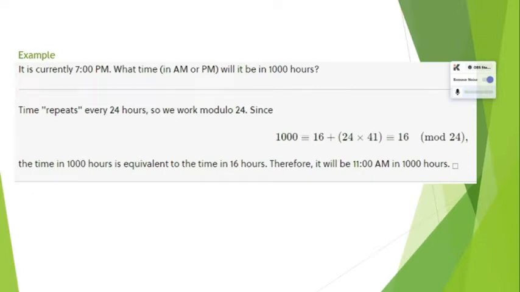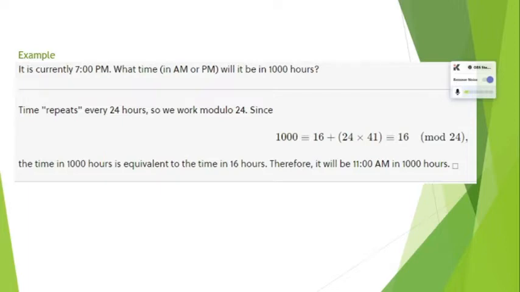So, it is currently 7 p.m. What time in AM or PM will it be in 1,000 hours? Time repeats every 24 hours, so we work modulo 24. So, 1,000 is identical to 16 plus 24 times 41.